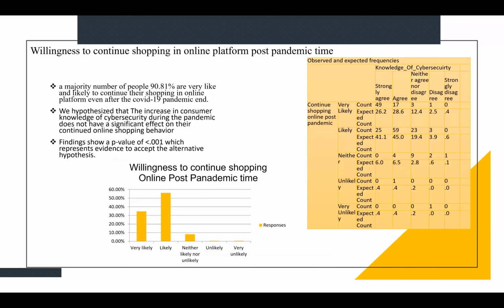So, willingness to continue shopping after COVID, and the answer is yes, because once we learn this behavior, we believe you will continue purchasing. And now you can purchase from different parts of the world things that are not available. So that's very, very obvious.